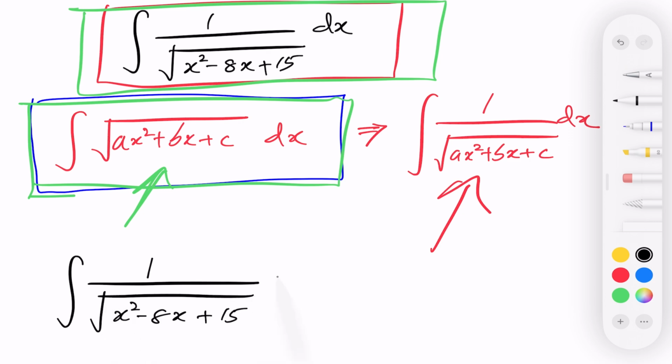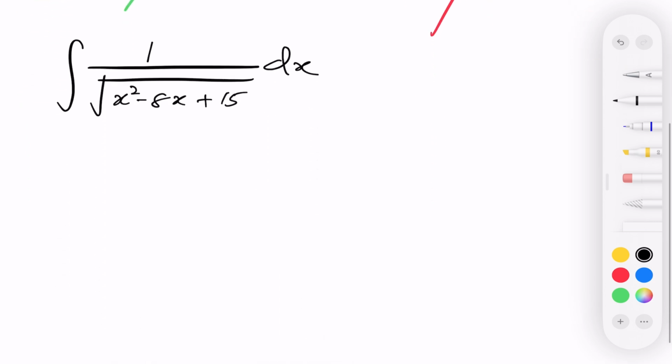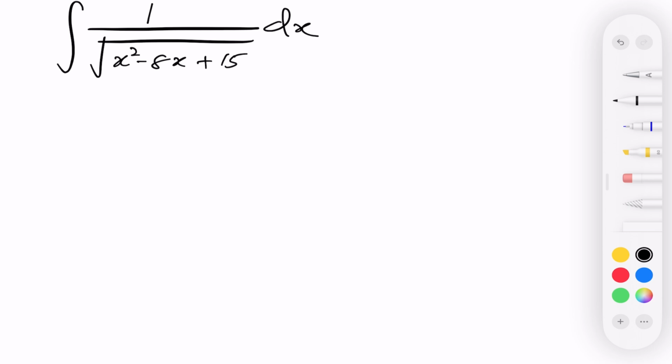Alright, let's go ahead and start evaluating the integral 1 over square root x squared minus 8x plus 15 dx. As always, you can start this question by looking at the discriminant. You can show that the discriminant b squared minus 4ac is positive for this question, and also a, the coefficient of x squared, is equal to 1, which means a is also positive. In that case, we know that we are going to need some form of a secant theta substitution. But before using any substitutions, we have to first complete the square.